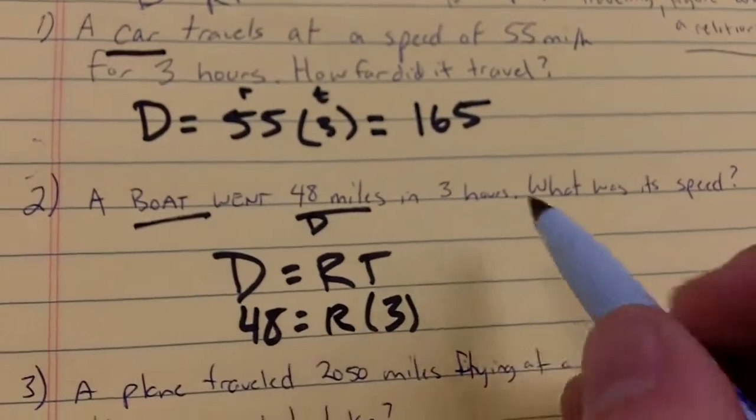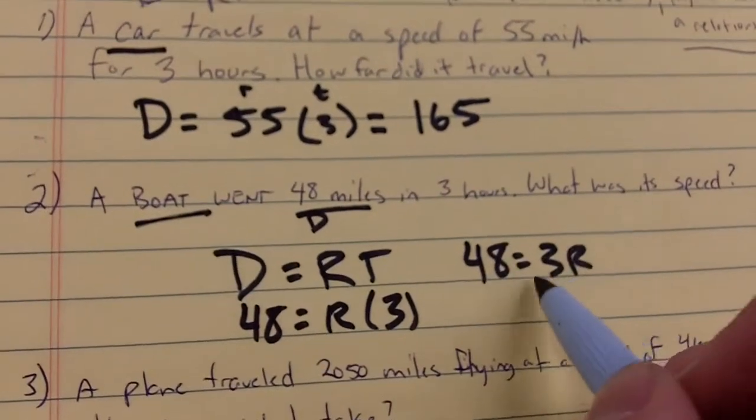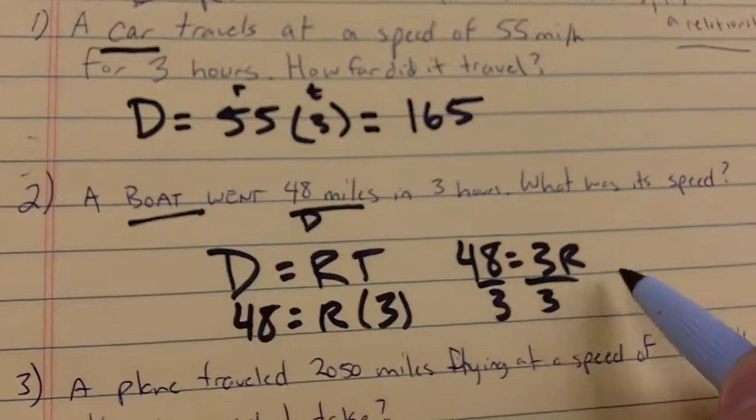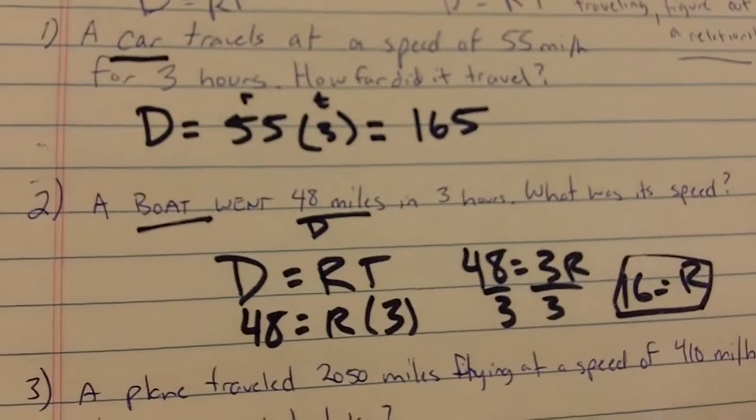I don't know r. So I have this equation, 48 equals 3r. I can solve for r, divide by 3, divide by 3. R equals 16. Easy money.